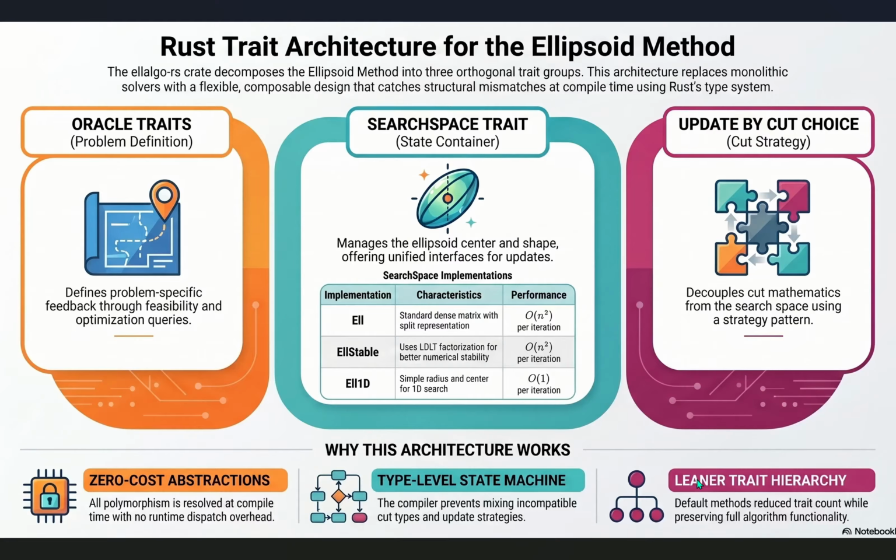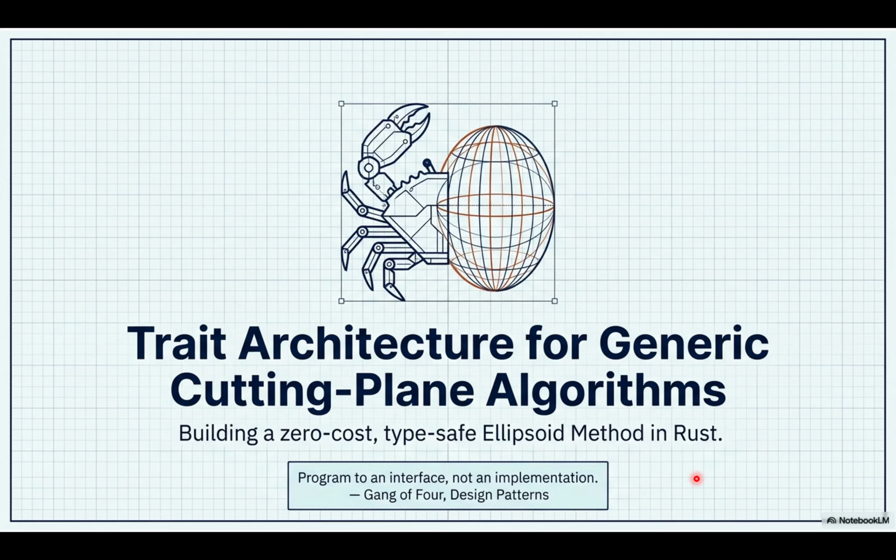Right. We are looking at someone who pulled this off in a notoriously unforgiving environment. We've got a 2026 technical presentation by a developer named Luck036, and it's titled Rest Trait Architecture for Generic Cutting Plane Algorithms. Quite a mouthful. It is. But our mission today is to explore how this famously chaotic mathematical solver, the ellipsoid method, gets completely tamed by brilliant modular software design in Rust.